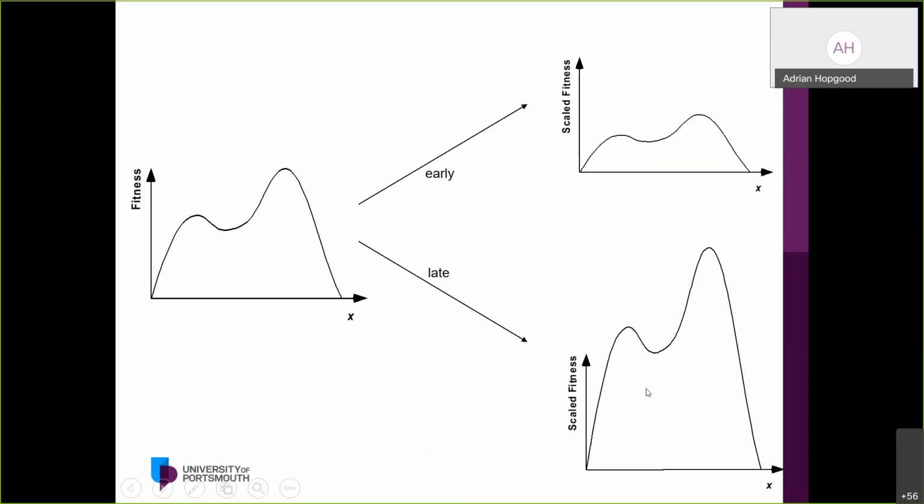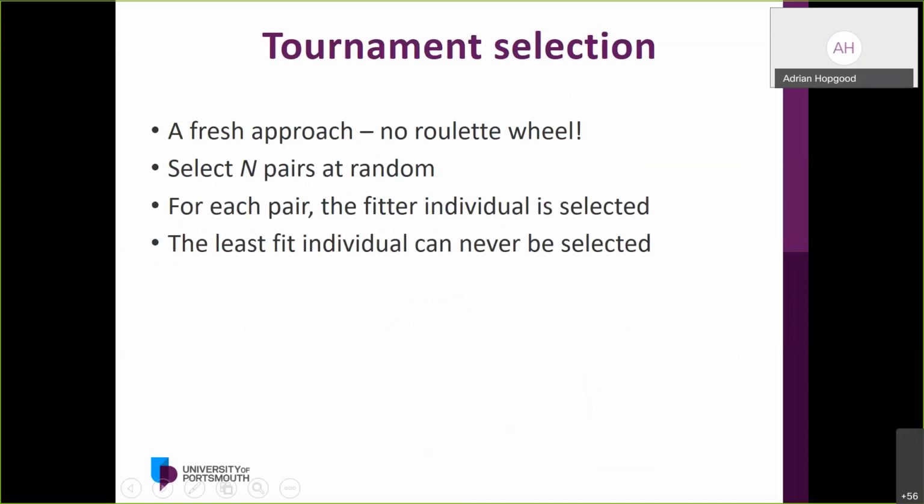So that's fitness scaling. And the third technique for selection that I briefly want to cover is tournament selection. Here, there's no roulette wheel. You simply select pairs at random. For each pair, the fittest one between them is selected for reproduction, and you select a handful that way. Noticeably, the least fit individual can never be selected because it will never be able to beat any of the other individuals. So that's another variant.